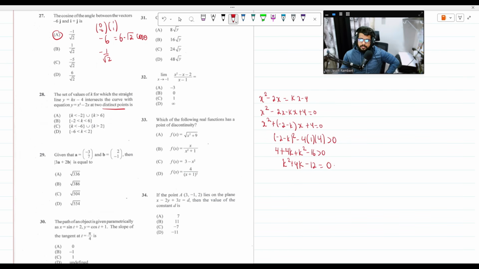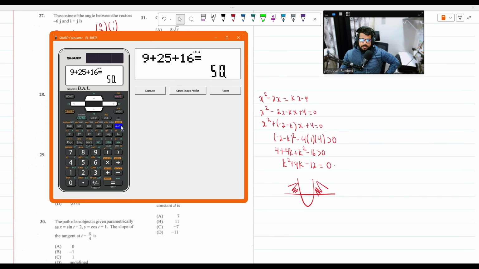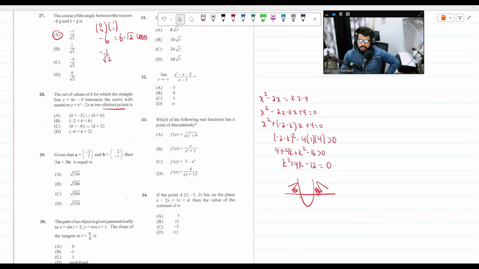We have a positive coefficient, so greater than 0 is here and here. So it's the union of two separate sets of values. Let me go ahead and solve for k. So quadratic calculator, 1, 4, minus 12, gives 2 and minus 6. So k is less than minus 6 or greater than 2. C is the answer.